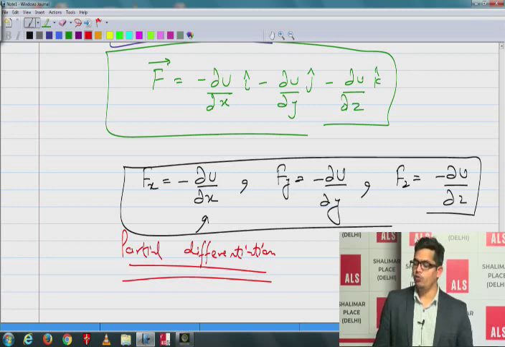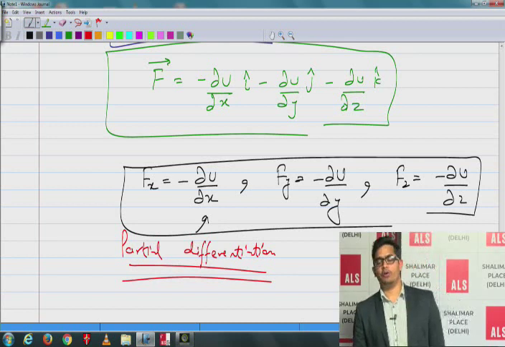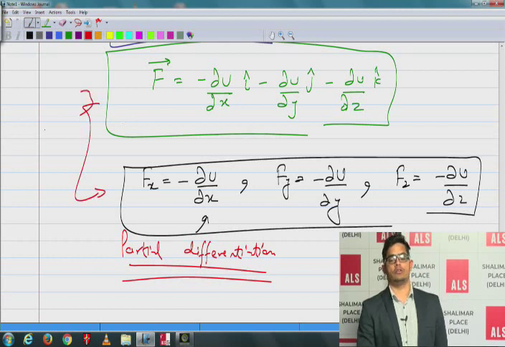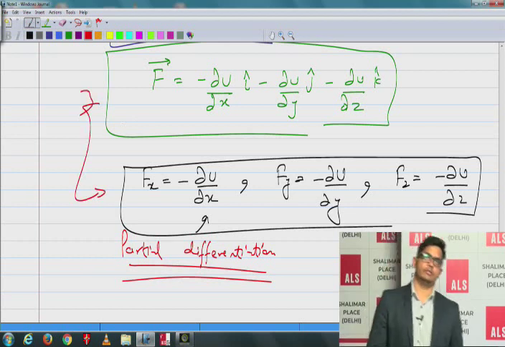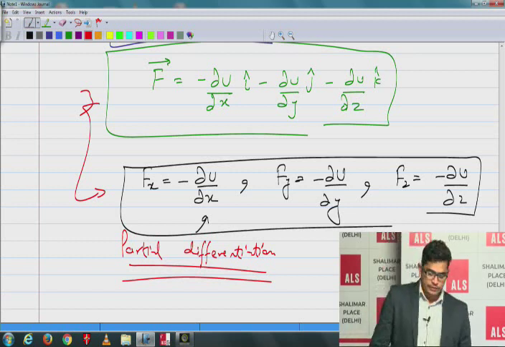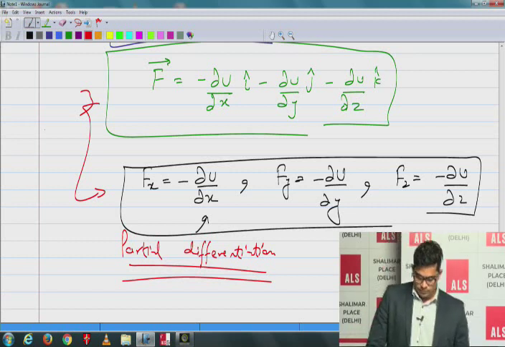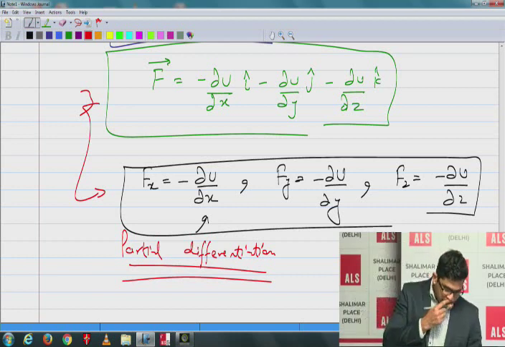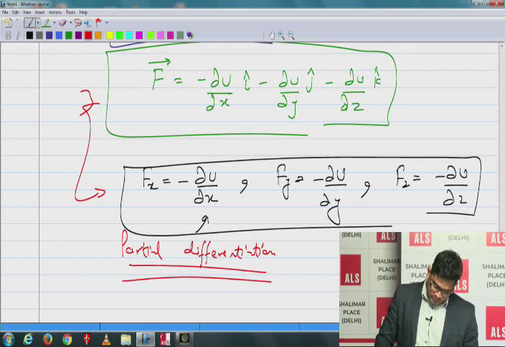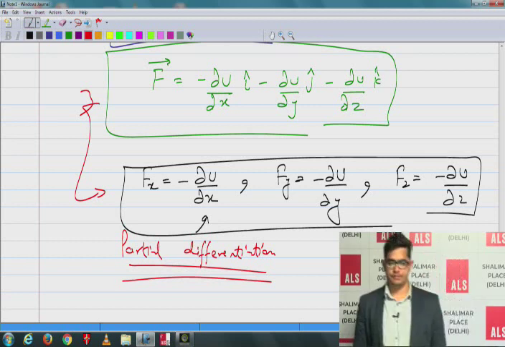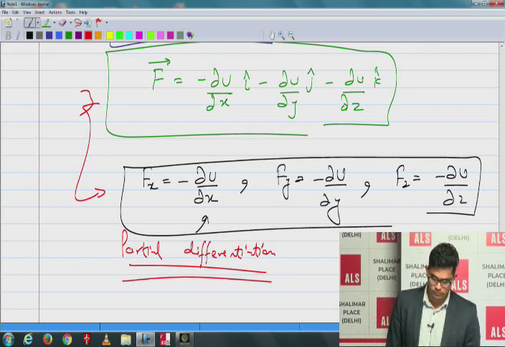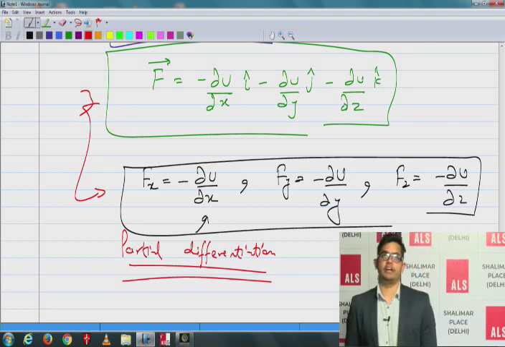Now how do we calculate the partial differentiation? First of all, we have to learn how to calculate partial differentiation. But before that, please copy these formulas, everyone. Whenever done, please let me know, then I'll explain.